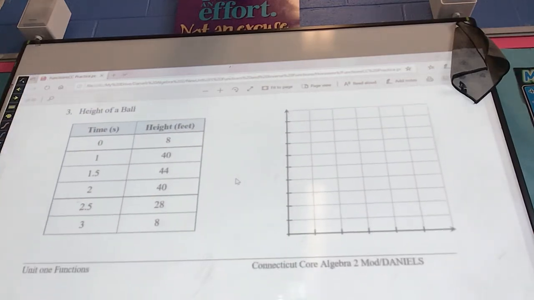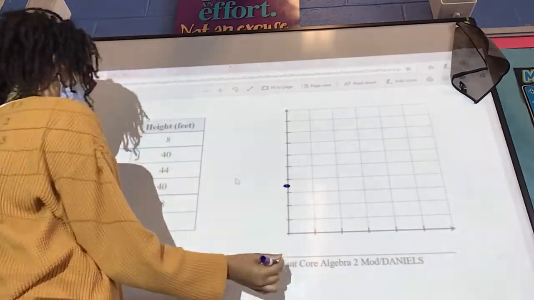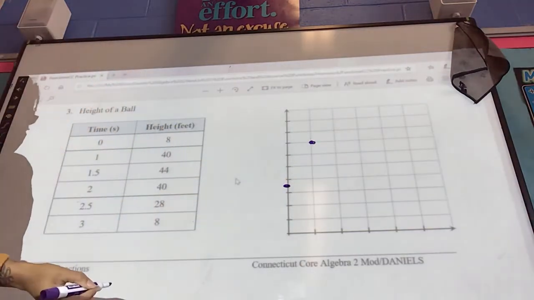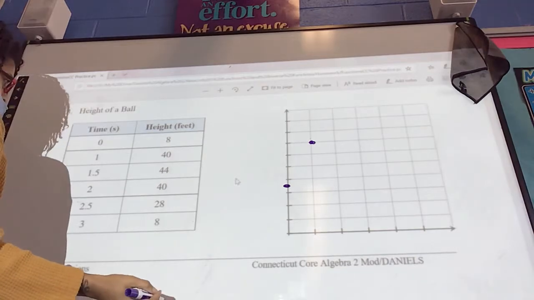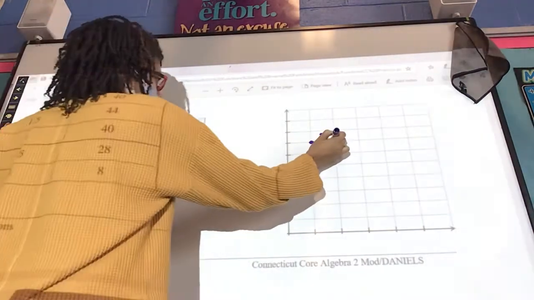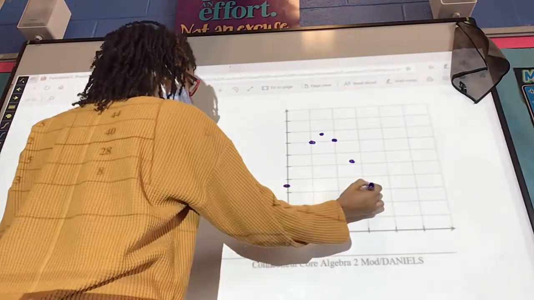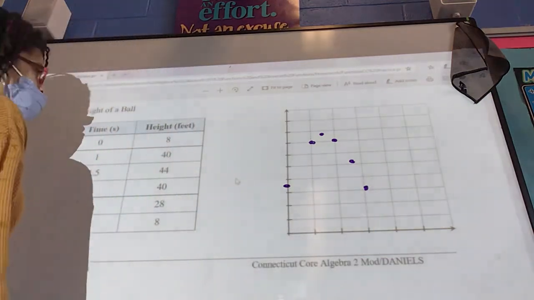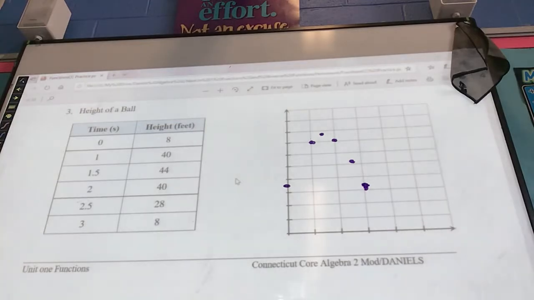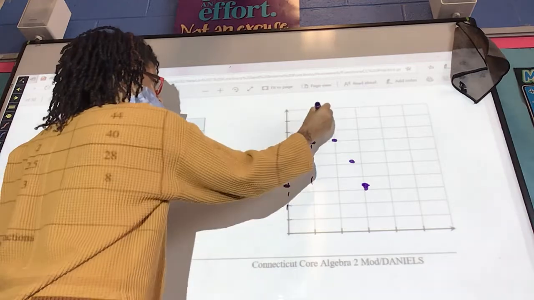Height of the ball: 0 and 8, 1 and 40, 1.5 and 24, 2 and 40, 2.5 and 28. Okay. This is unique. I'm going to draw my vertical lines.